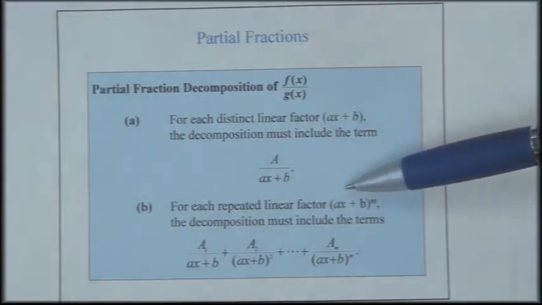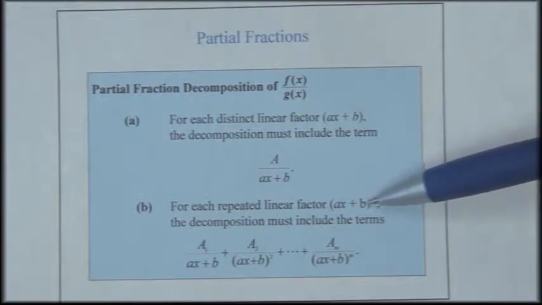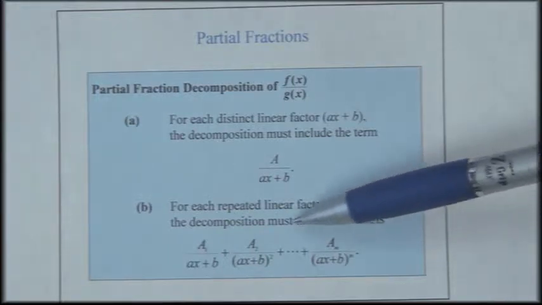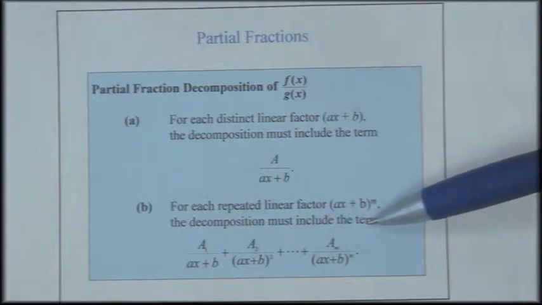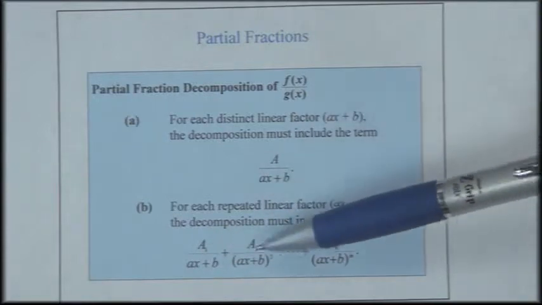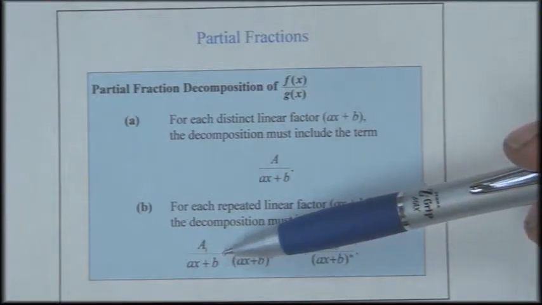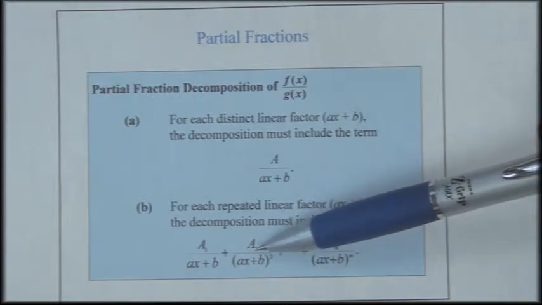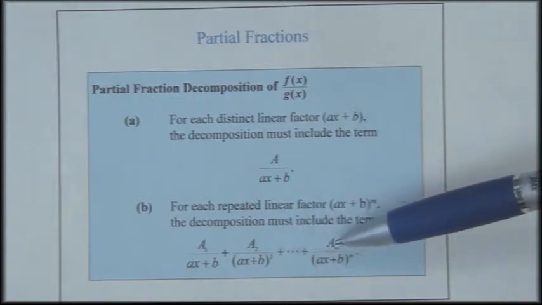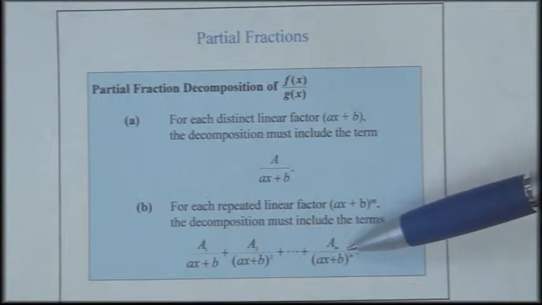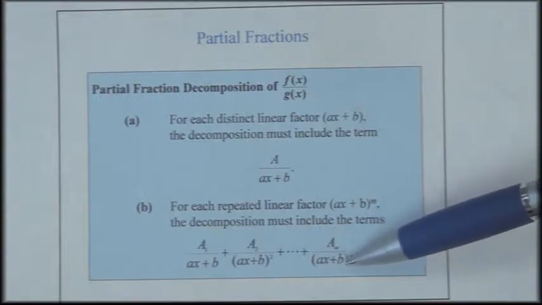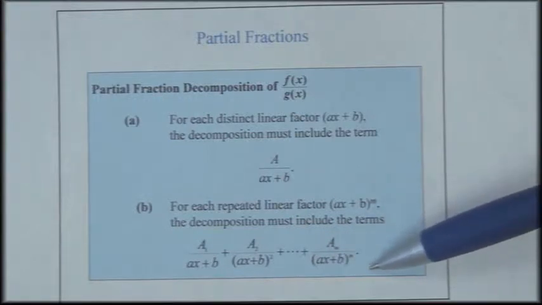For each repeated linear factor ax plus b quantity raised to the power m, the decomposition must include the terms A sub 1 divided by ax plus b plus A sub 2 divided by ax plus b quantity squared plus A sub m divided by ax plus b quantity raised to the power m.